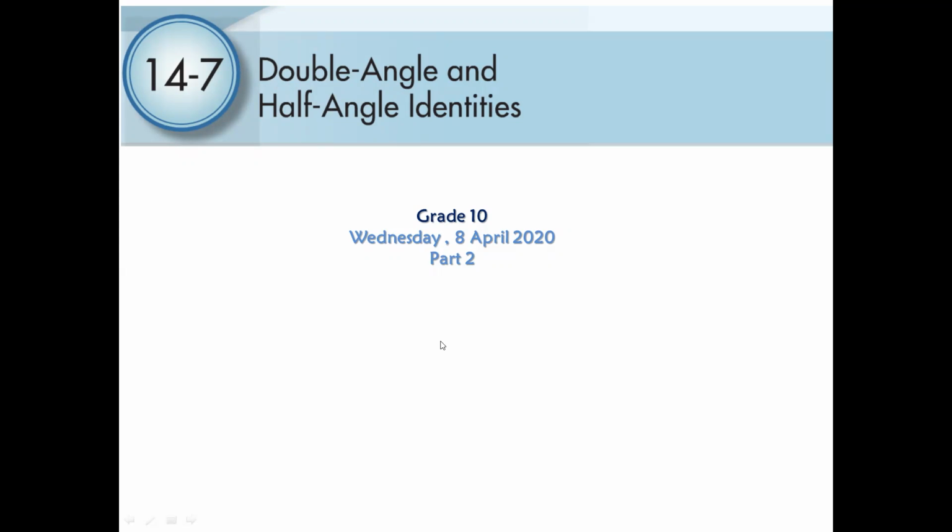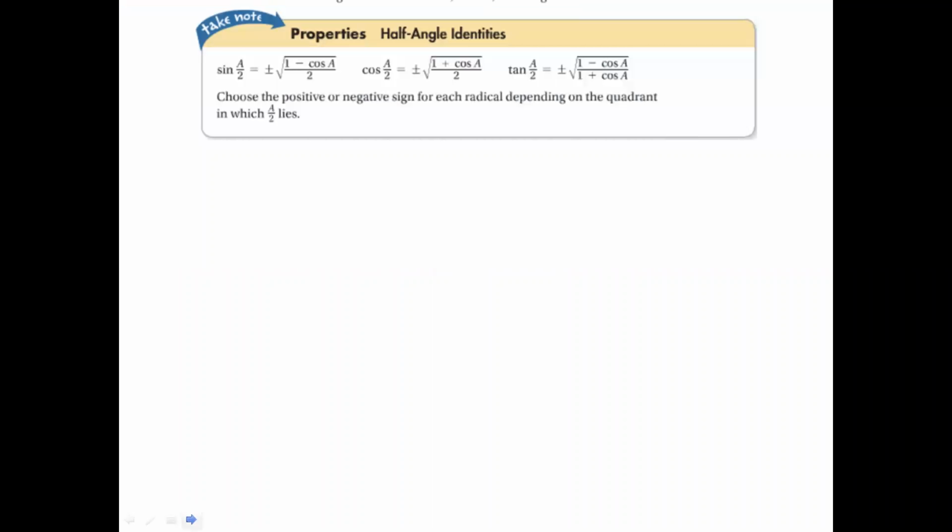Today, we'll continue the second part of our last lesson, lesson 7, which is talking about double angle and half angle identities. Now, I will introduce you today to the identities that are talking about half angle.